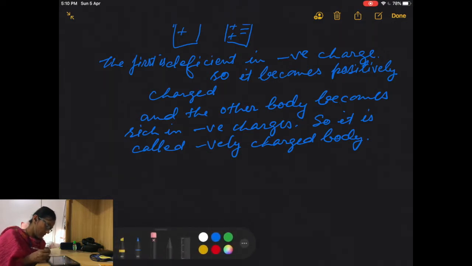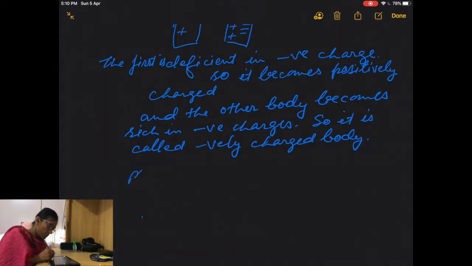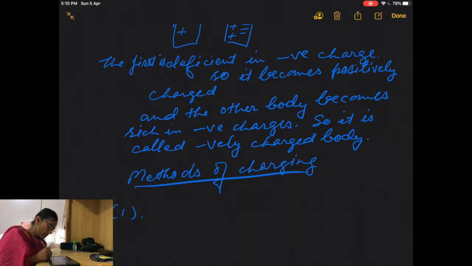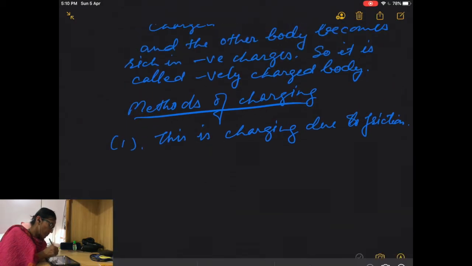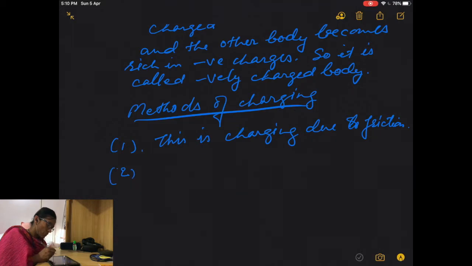Methods of charging. Now the first method is charging due to friction. Second method, charging due to induction.